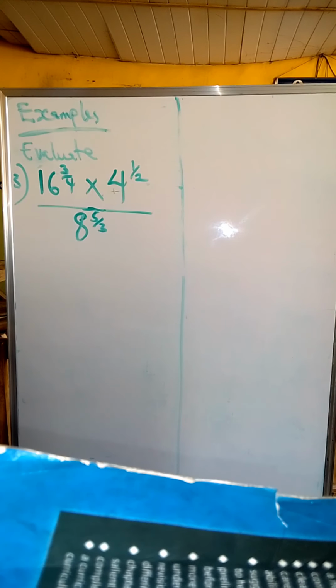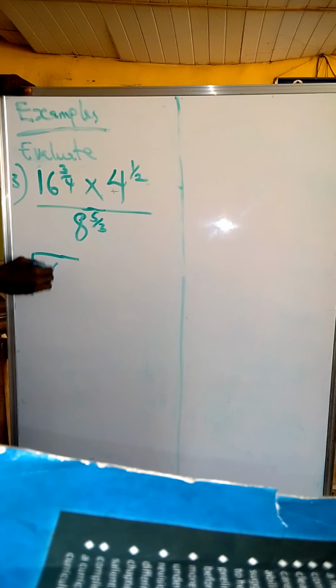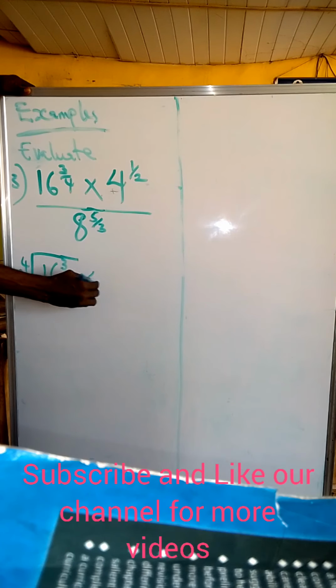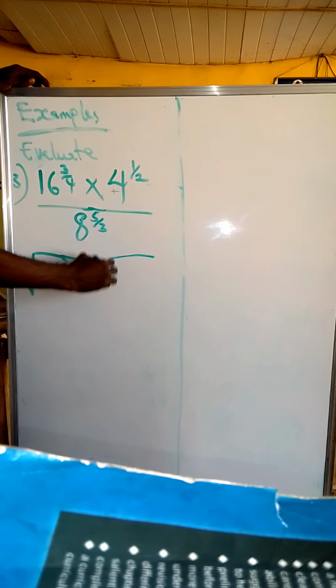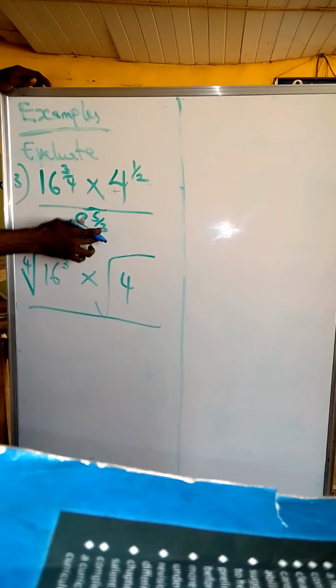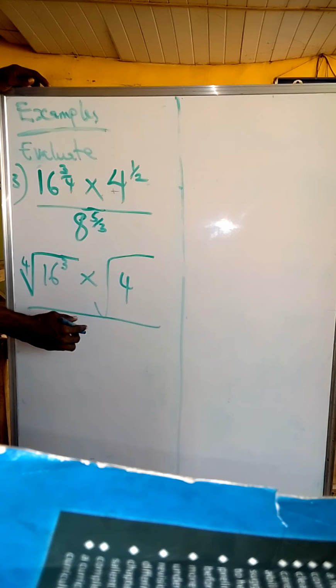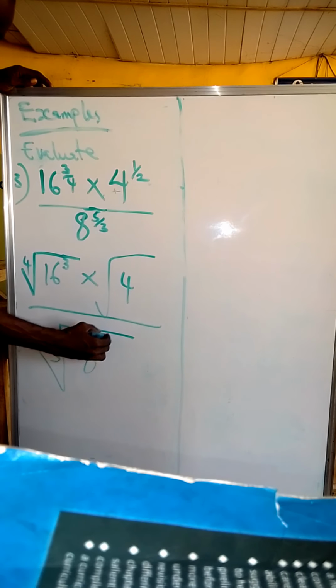law number 8, that is the fraction index law. We are going to apply the law here. So if you are going to write a root like this, then this 4 we put here, then we put 16 here raised to the power 3, multiplied by this 4 to the power 1 over 2, which means the square root of 4. Then divided by, apply the same law to the denominator. You write the root. This 3 will be here. Then you put your 8 here raised to the power 5.